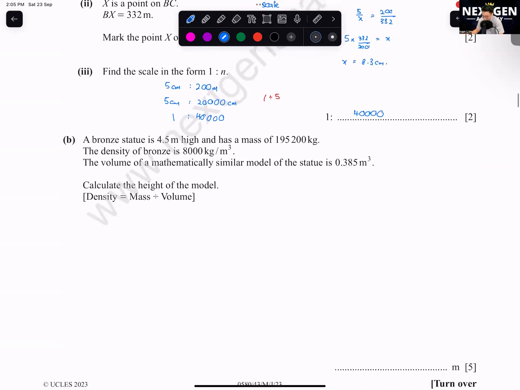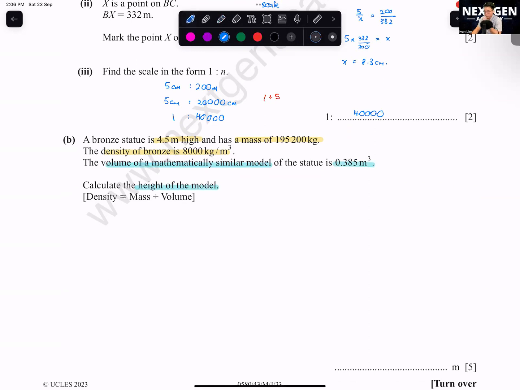Okay, question B. A bronze statue is 4.5 meters high and has a mass of 195,200 kg. The density of the bronze is 8,000 kg per meter cube. The volume of a mathematically similar model is 0.385 meter cube. Calculate the height of the model.